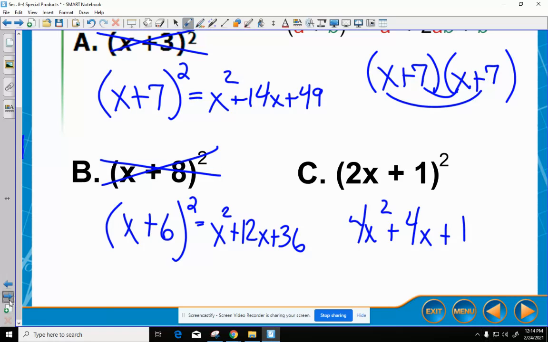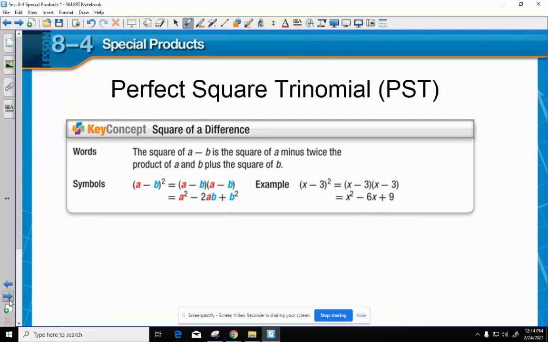Okay. Now I told you we were looking at 3. Number 2 is exactly the same, except now it's no longer a sum, it's a difference. So if we come over here to the board, I'm not going to write a plus b squared. I'm going to write a minus b squared. What's going to change in here?